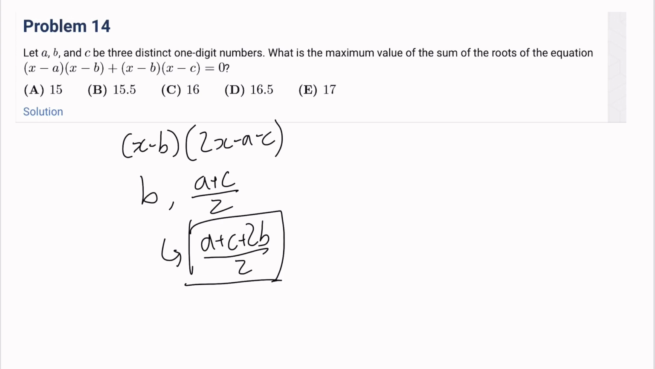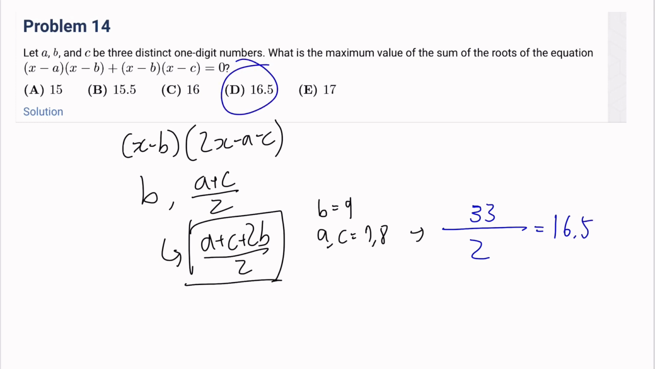And for this to be the maximum value, and a, b, and c are 3 distinct one-digit numbers, then b would have to be the largest one-digit number possible, so b would equal 9. And a and c would equal the next largest one-digit numbers, so a and c equal 7 and 8. If we put those in, it's all over 2, and a plus c, so 7 plus 8 is 15, plus 2 times 9 is 18, so this is 33 over 2, which is 16.5. So the answer is D.